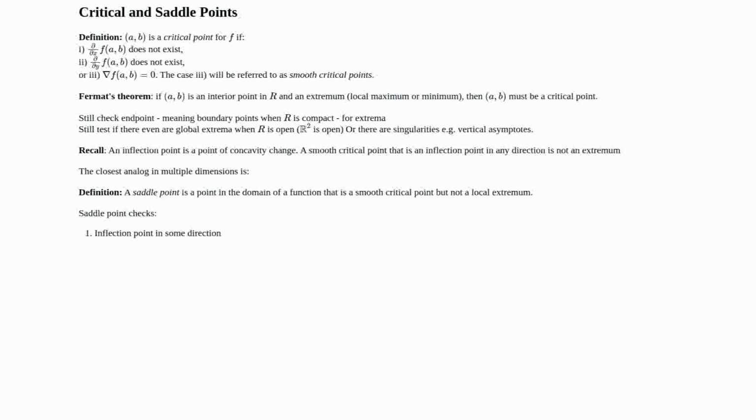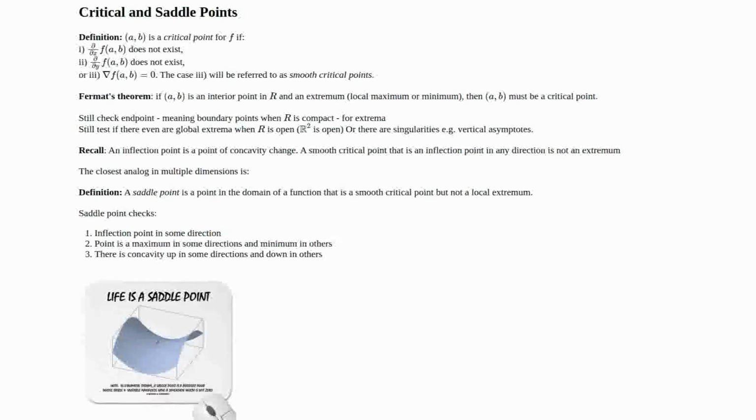So the first case that you had a saddle point would be you had an inflection in some direction. Another check for a saddle point would be you have a maximum in some directions and minimums in others. And a third one is there is a concavity up in some directions and concavity down in other directions. In any of these cases, you have a saddle point.